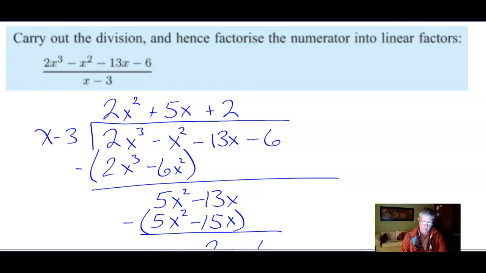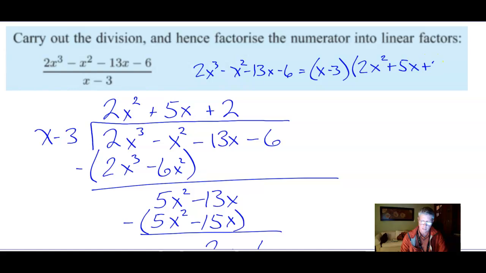So, what does that mean to us? That means 2x cubed minus x squared minus 13x minus 6 could be written as x minus 3 times 2x squared plus 5x plus 2. I kind of switched places with that, but multiplication is commutative, meaning AB equals BA, so it doesn't matter. Hey, can we deal with quadratics if we set all this equal to 0? Absolutely. That's a beautiful thing.